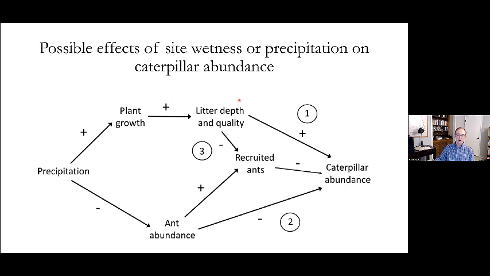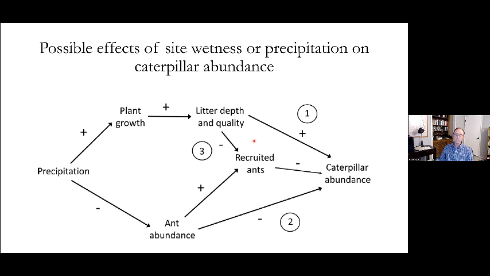Now, we believed that leaf litter in this system was important for our caterpillars to be able to hide in it. When our caterpillars are young, they are down in the leaf litter feeding there. They are hard to find. It's only once they get a bit bigger and are up feeding on the leaves of the plants that we can actually find them. So we expected that leaf litter was important, and we speculated it was important to predation.